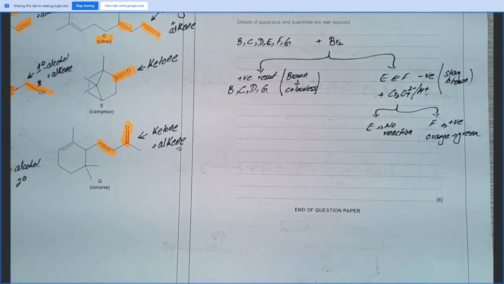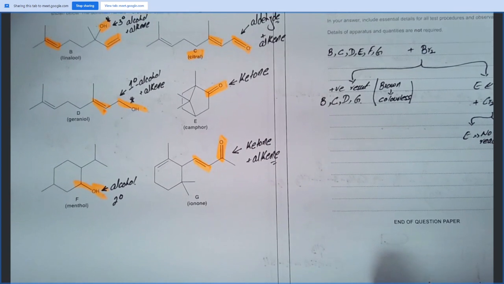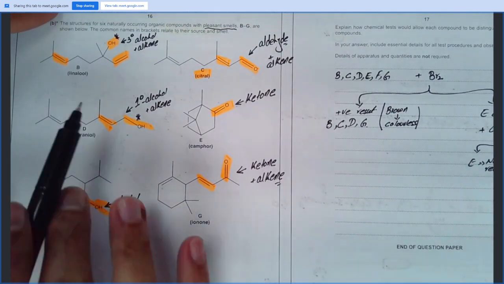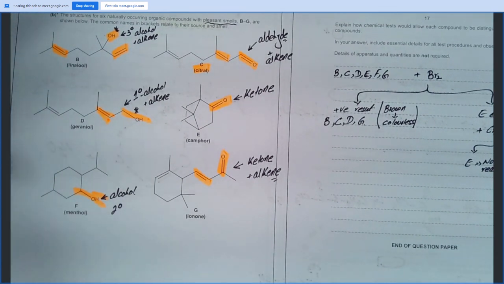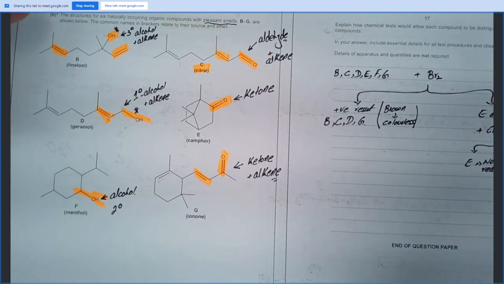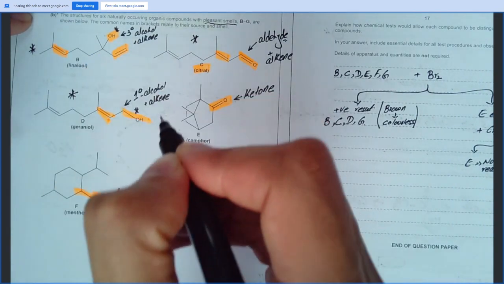So out of 6, we have now identified 2 of them. We have clearly separated them, and we are left with 4 of them. Which ones? B, C, D, and G. I've got ketone E, so which ones are gone? E is gone, and F is gone. I'm left with B, C, D, and G.